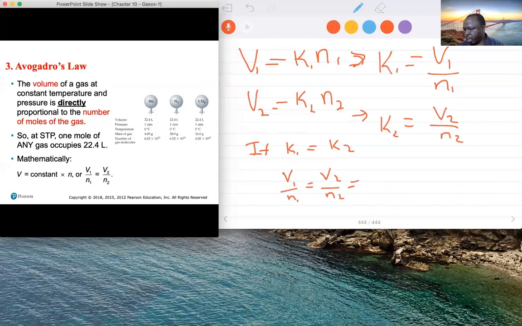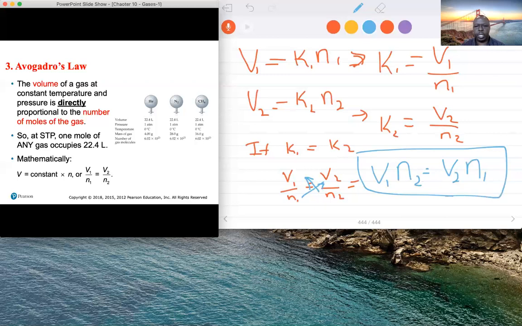We can just cross multiply these values to get V1 n2 equals V2 n1. It doesn't really matter whether I say n2 V1, they are commutative. It's just like saying 3 times 2 and 2 times 3. It's the same thing. What is constant here is pressure and temperature.